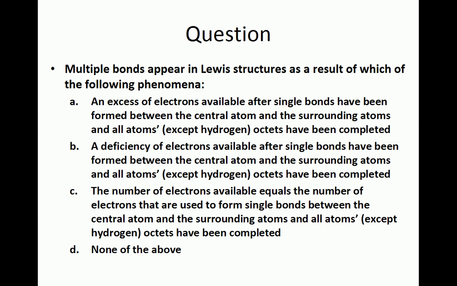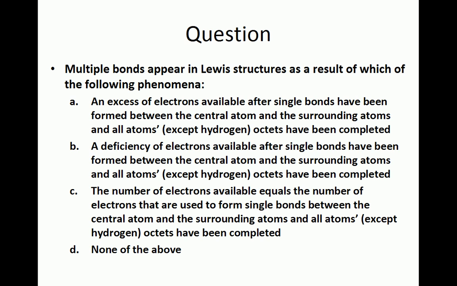Multiple bonds appear in Lewis structures as a result of which of the following phenomena? A. An excess of electrons available after single bonds have been formed between the central atom and the surrounding atoms in all atoms, except hydrogen. Octets have been completed.